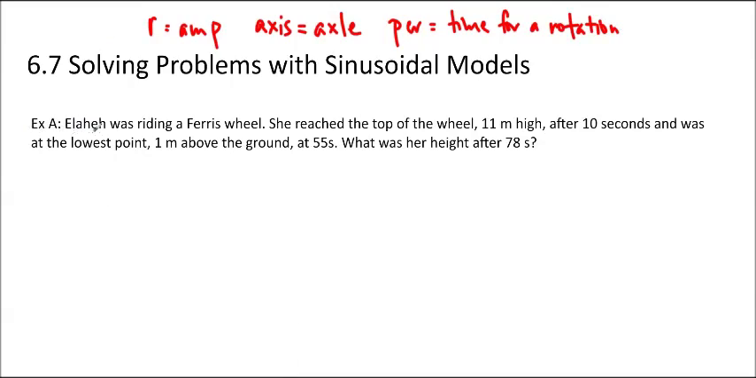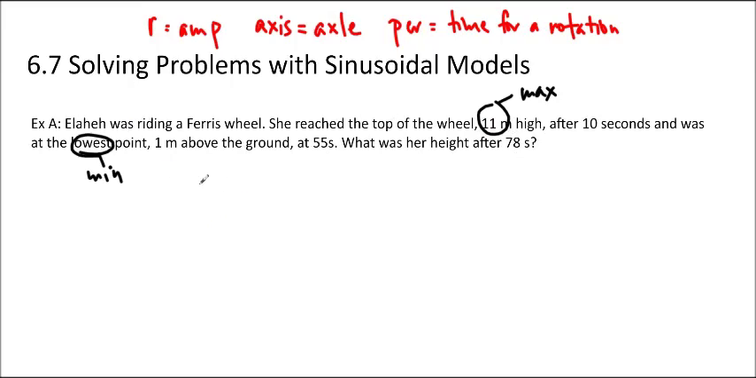So if we read this question, Alahe is riding a Ferris wheel. She reached the top of the wheel, 11 meters high, so that gives us the maximum, after 10 seconds, and was at the lowest point, that's the minimum, 1 meter above the ground at 55 seconds. What was her height after 78 seconds? So we're going to want to use an equation and then fill in the answer.